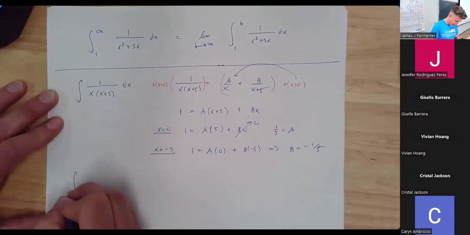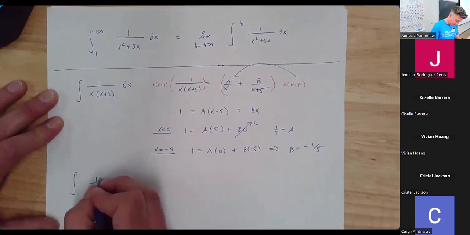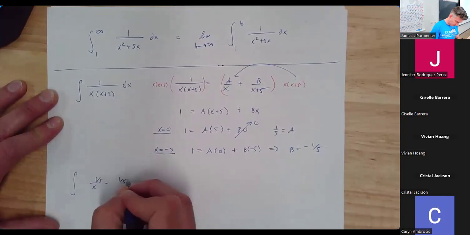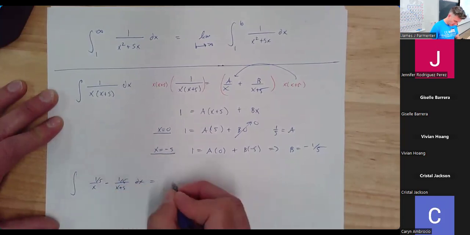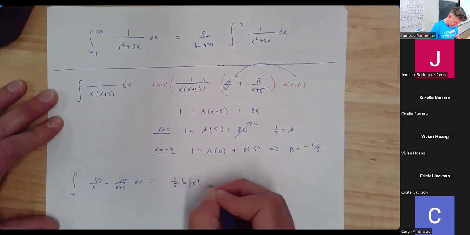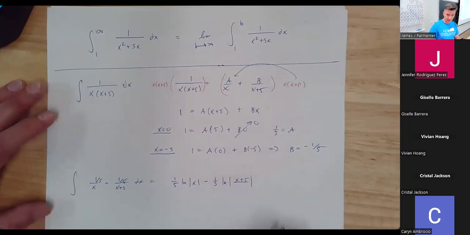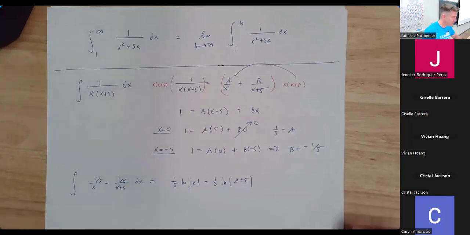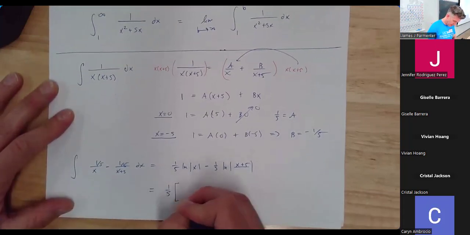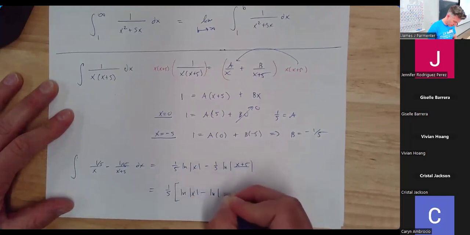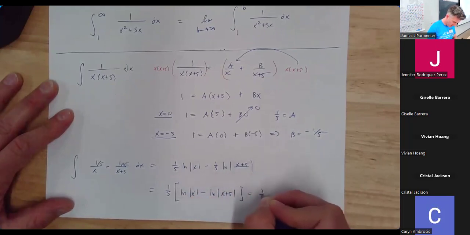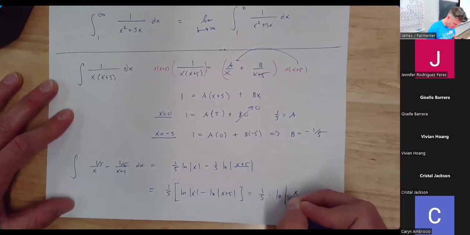So then we're going to rewrite the integral as 1/5 over x minus 1/5 over x plus 5. And we integrate and we get 1/5 natural log of the absolute value of x minus 1/5 natural log of the absolute value of x plus 5. I don't know why I underlined that. I will point out, especially when they're improper, if you have a natural log minus another natural log, you almost always have to condense them down to one natural log. So I can factor out the 1/5 and have the natural log of the absolute value of x minus the natural log of the absolute value of x plus 5. And then I'm going to get 1/5 times the natural log of the absolute value of x over x plus 5.